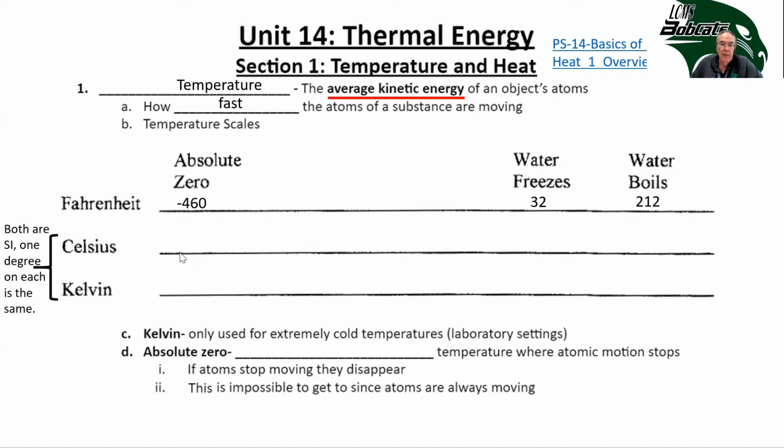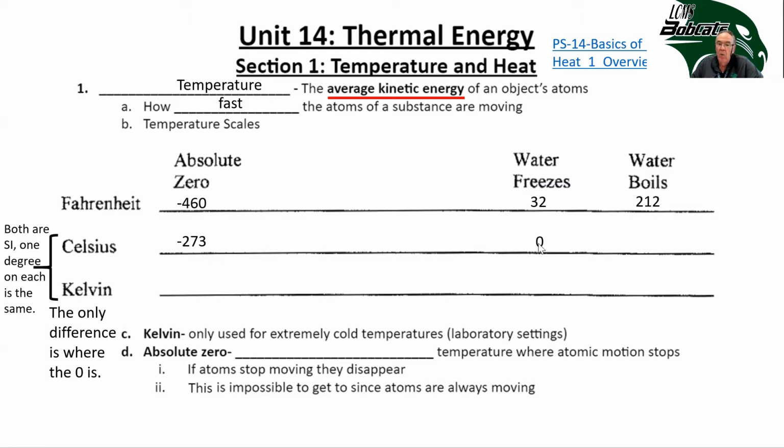The main difference between these two scales, Celsius and Kelvin, is that both are SI, and 1 degree on each is the same. So if the temperature of something increases 1 degree Celsius, it gained as much energy as if it increased 1 degree Kelvin. So the degrees on each are both the same amount. The difference is where they put the zero. On the Celsius scale, zero is at negative 273 degrees.